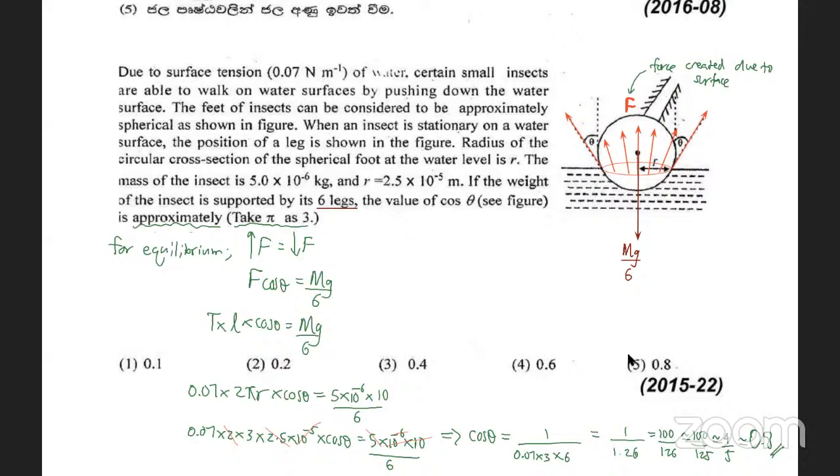That's all. So in this question, what is very important is this part, cos theta, and this dividing by 6. Each leg will withstand 1/6 of the weight. That's why I put it this way. Yeah, this picture is showing one leg. The force is acting on one leg. Obviously, this is one leg.